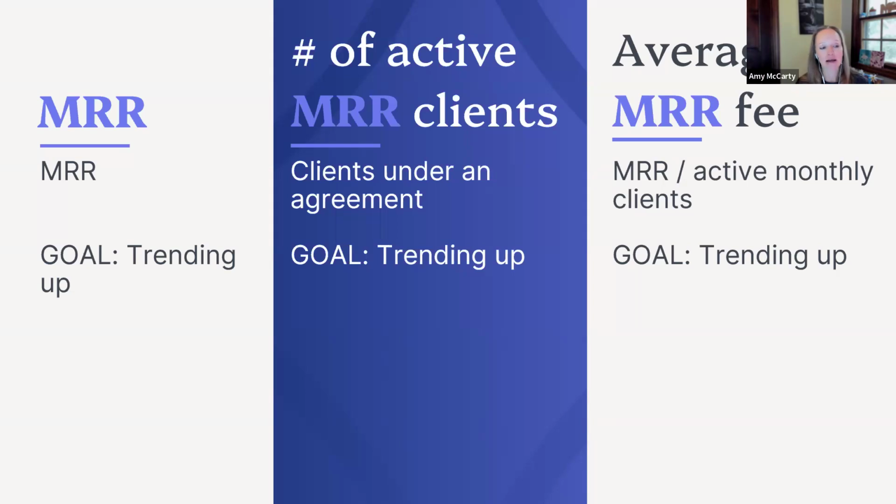Then we have the number of active monthly recurring clients. So how many clients do you have under agreement? We've always talked about, and if you've listened to Marcus and Rachel's podcast, Dunbar's rule of 150 relationships, right? How many clients is the right number of clients for your firm? You know, sometimes more isn't merrier. It's easier to go deeper with fewer clients. So what is that right number? What's the balance that you need inside of your firm?